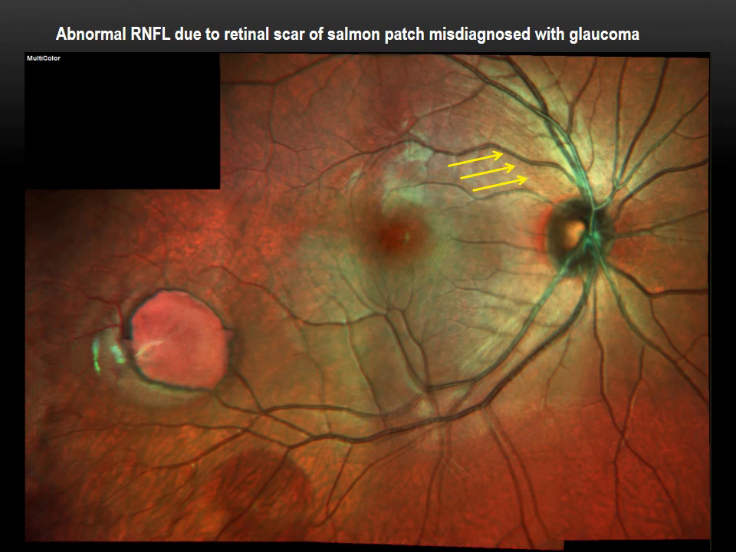This is an example of an abnormal nerve fiber layer thickness due to, however, a retinal scar of a salmon patch in a patient who was thought to have glaucoma, but because of the wide view, one was able to see that this nerve fiber layer defect was due to retinal atrophy in the superotemporal quadrant, which may have been the location of a previous salmon patch hemorrhage in a patient with sickle cell disease.